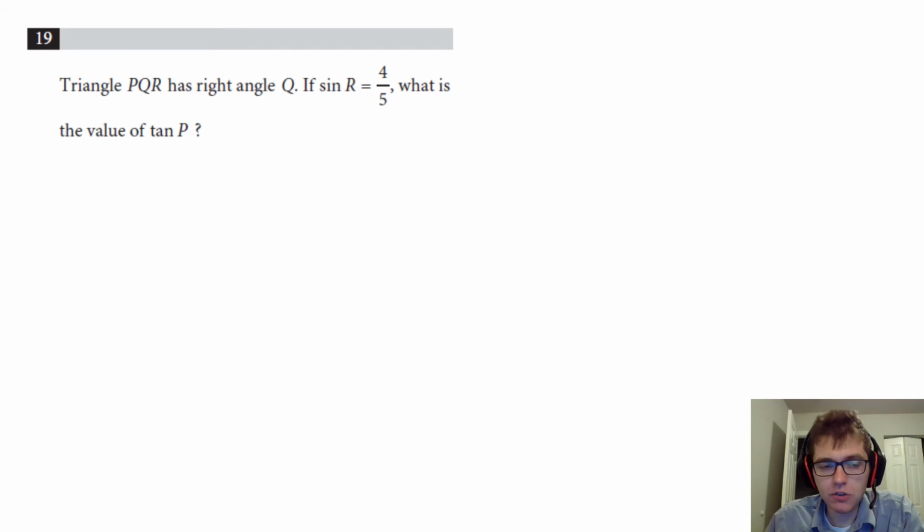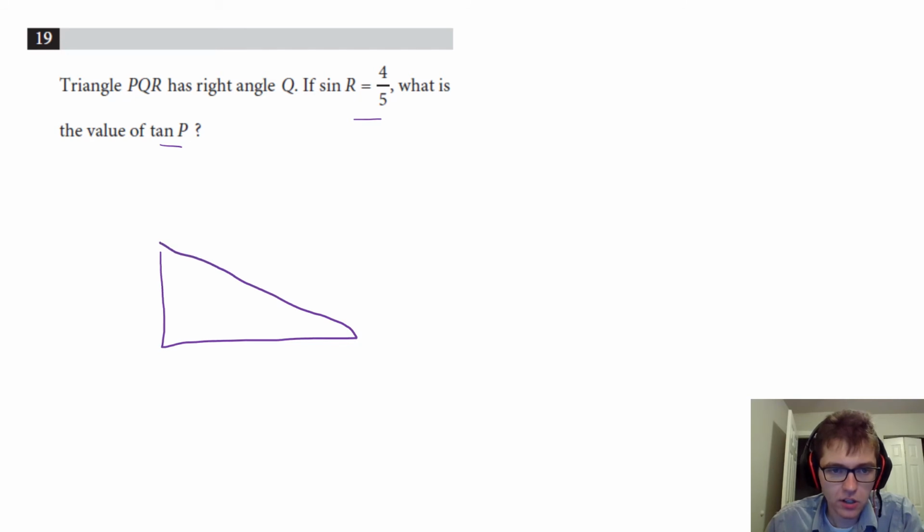Problem 19, triangle PQR has a right angle Q. If sine of R is equal to 4 over 5, what is the value of tangent of P? This is probably a good one to draw yourself a picture on, not necessarily to scale. So we'll call this right angle Q, and we'll just put R here and P here.